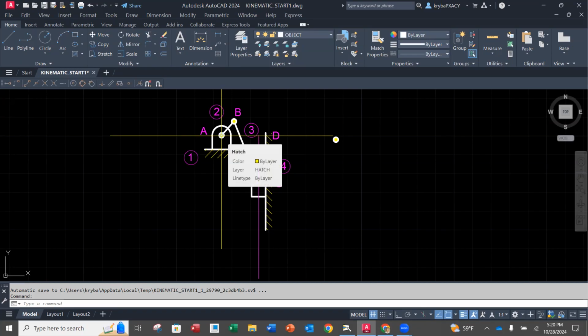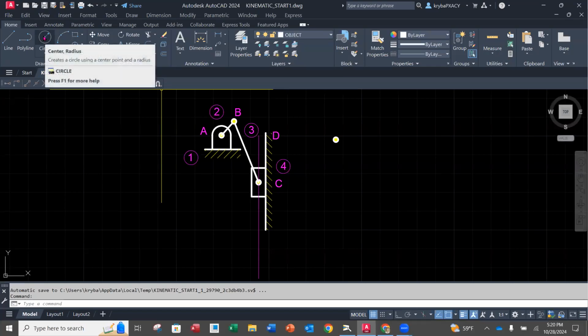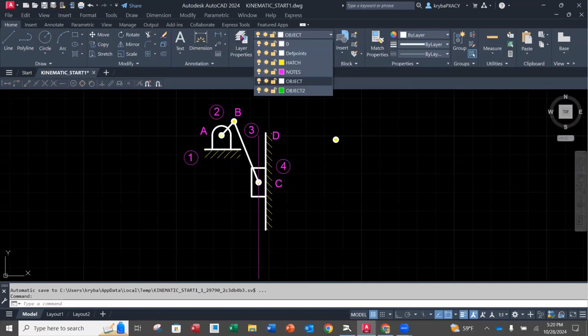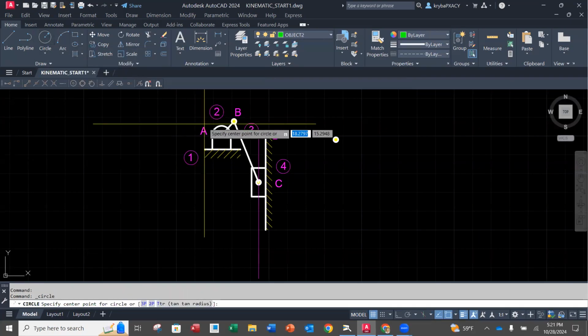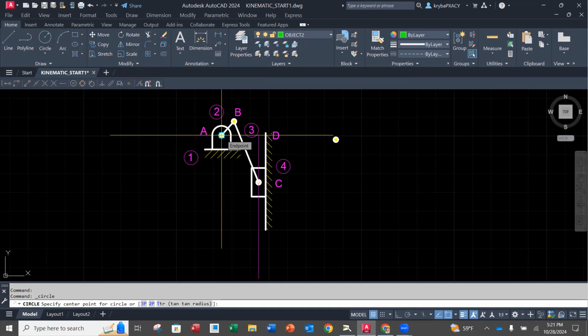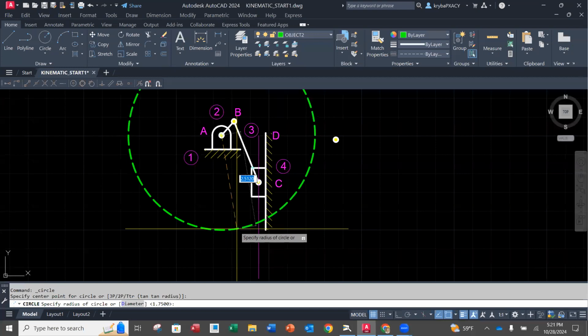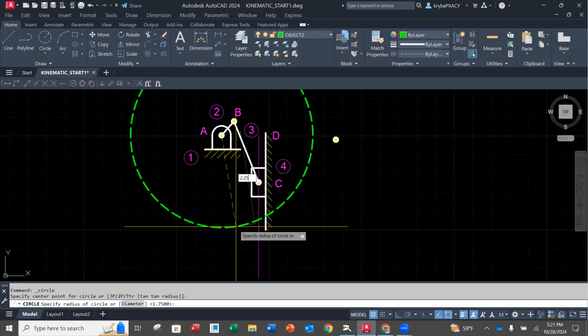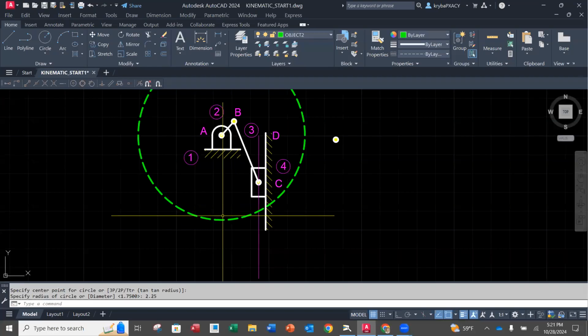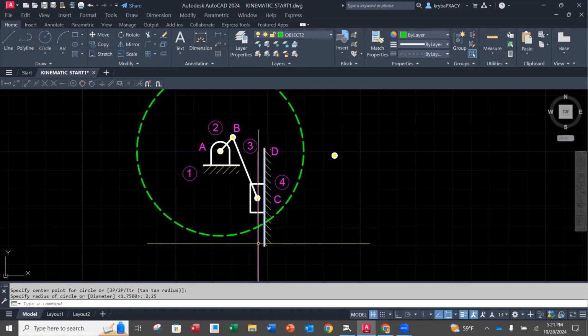So we're going to go over to AutoCAD here, and we are going to go from the center of where link number 2 is connected, and we are going to create a radius. So I am going to actually change. This is going to be my second position of my mechanism. So I'm going to go to Object to Layer. I'm going to do a circle radius, and then my center is going to be at the center of rotation for link number 2. And now this radius is going to be that 2.25.